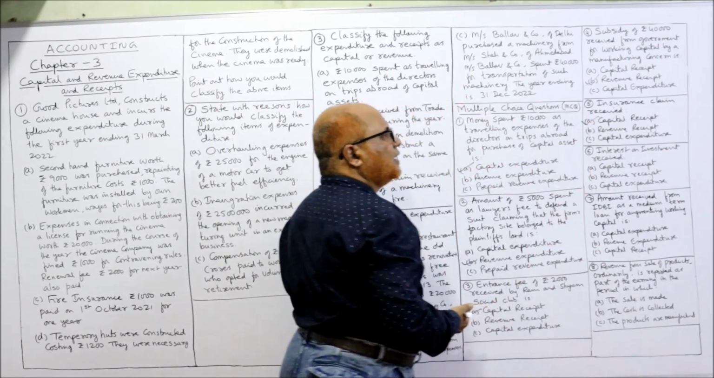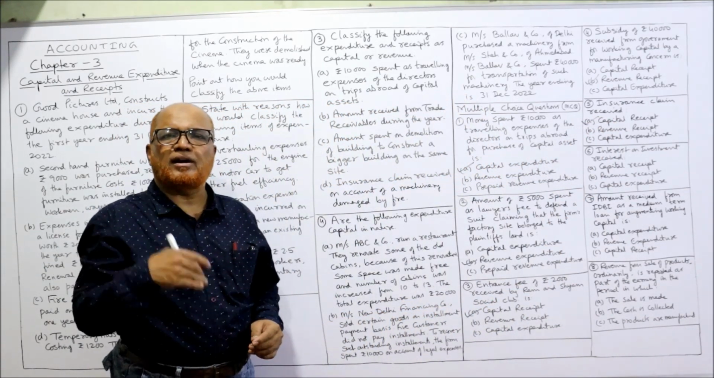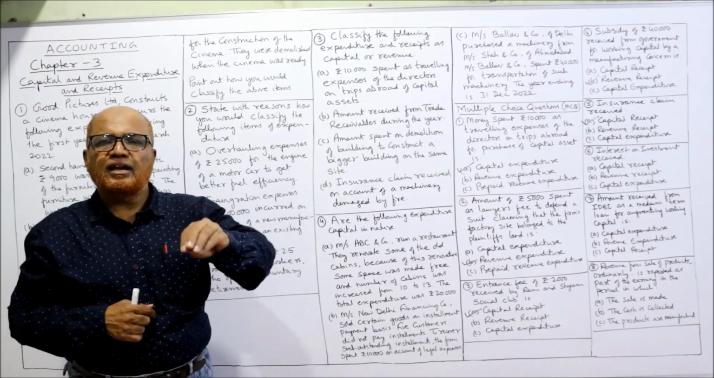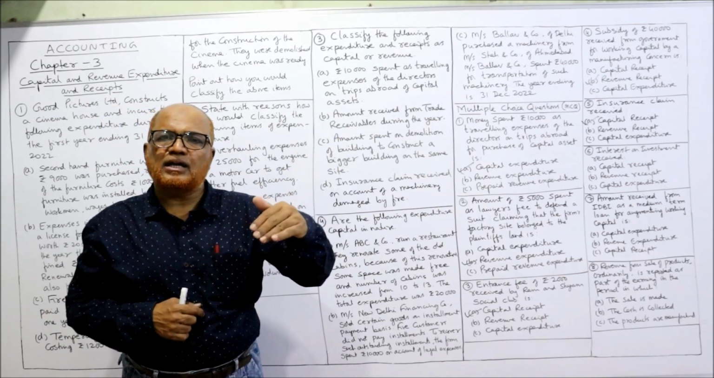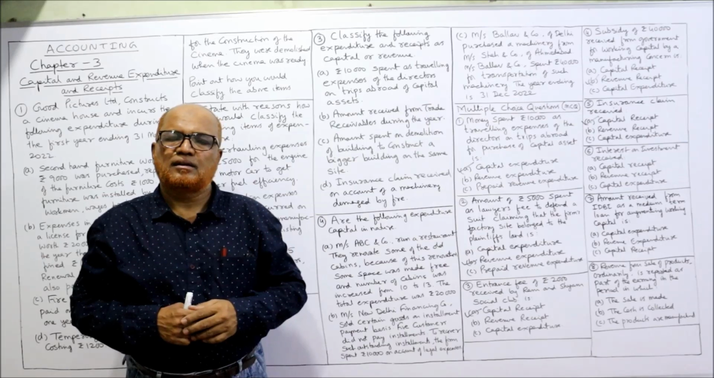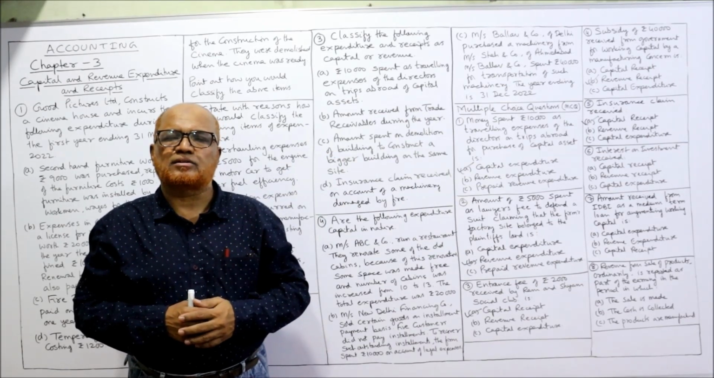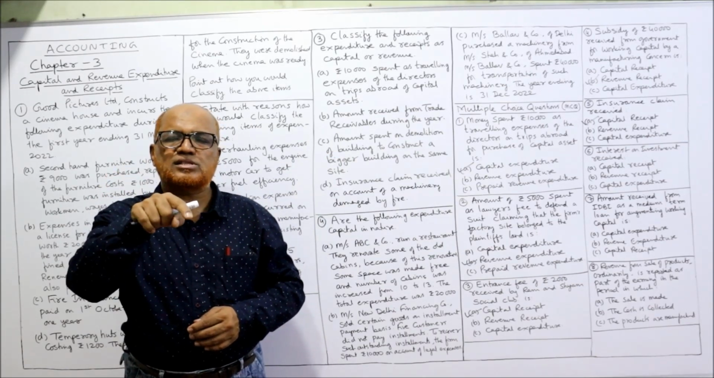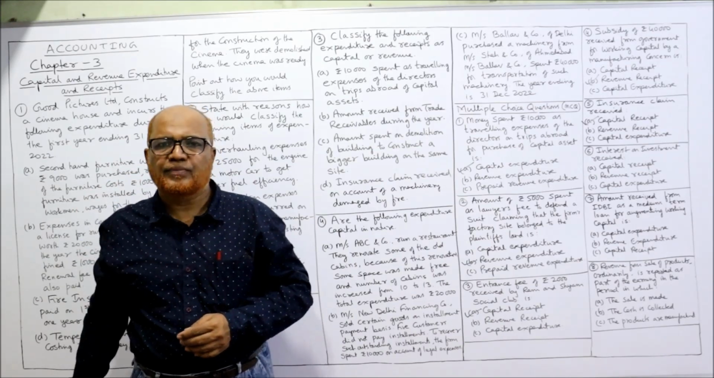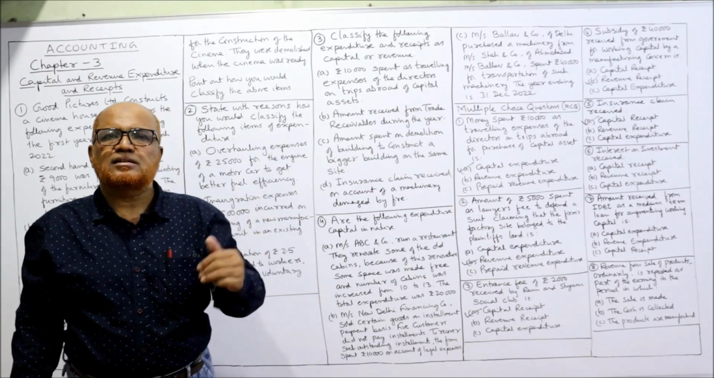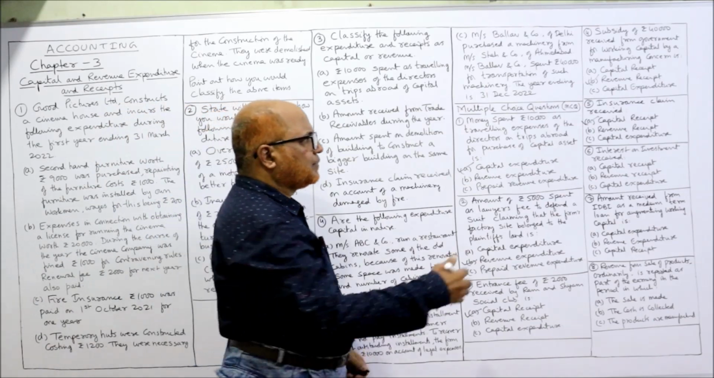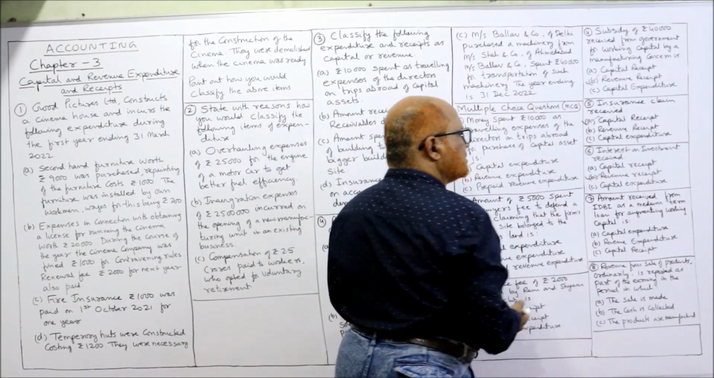A point. Then interest on investment received. When we invest the money, we will continuously get the interest. We will get the return on investment. So this return on investment is a recurring receipt. When we say recurring receipt, it's a revenue receipt. So it is a revenue receipt, B answer.